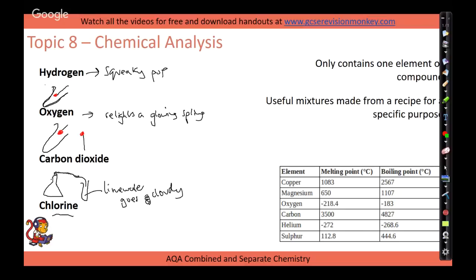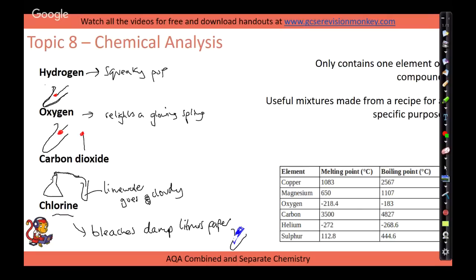And chlorine, if you're testing for chlorine, that bleaches damp litmus paper. So you would have your test tube perhaps with your gas in there. You'd put your litmus paper into that to test for the gas, and if that started off blue, that would go white like that and bleach where the chlorine hits the litmus paper. So those are the 4 tests that you need to know about.